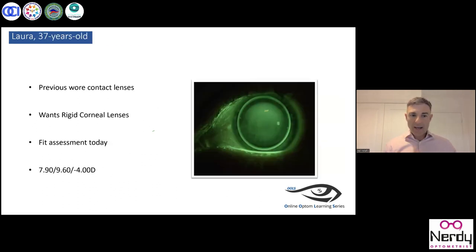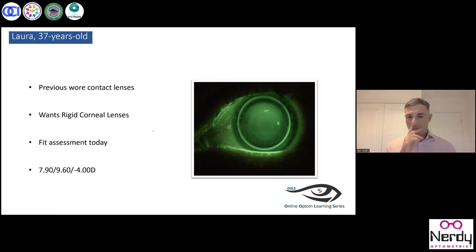So we'll move on to Laura now, if that's okay. We're now looking at a rigid corneal lens wearer. She previously wore contact lenses and basically you decide to fit her today with a rigid lens. This is the appearance of the fluorescein. So I was going to bring you back in, if that's okay, and just ask you, based on that lens picture, what do you think of that lens?